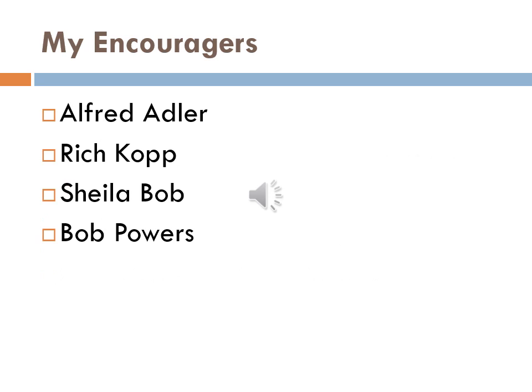Here is my answer to that question as an example of what I expect from you in our Zoom conference. The 4 encouragers I want to talk about in my life are Alfred Adler, Rich Kopp, Sheila Bob, and Bob Powers. I find that whenever I am having difficulty understanding a case, I consult Adlerian theory. I have a conversation with Big Al.